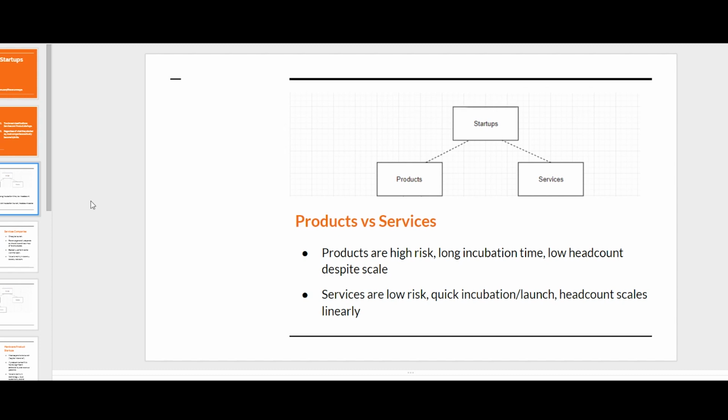But the headcount scales linearly. Typically, when there's a client and they're paying you a certain amount for services, there is a fixed number of hours that somebody in your team has to devote to that client per day or per week, right? Regardless of how big you get as a startup or how many tools you use that make things a little faster, you will still need to scale headcount linearly.